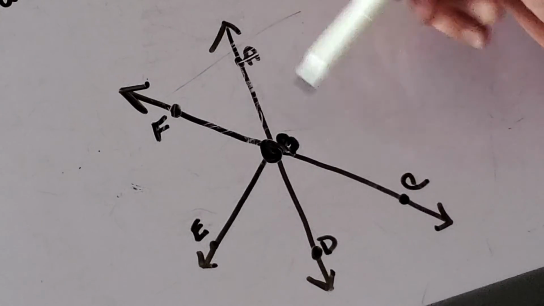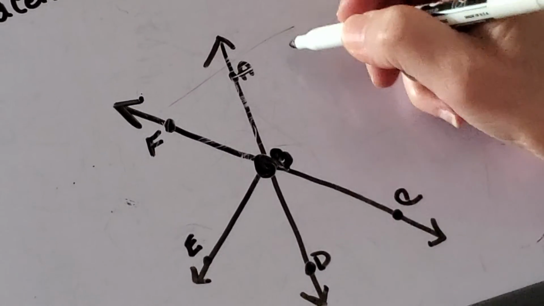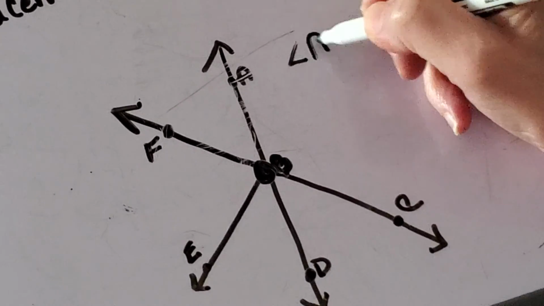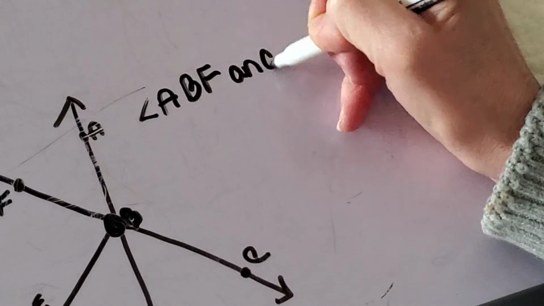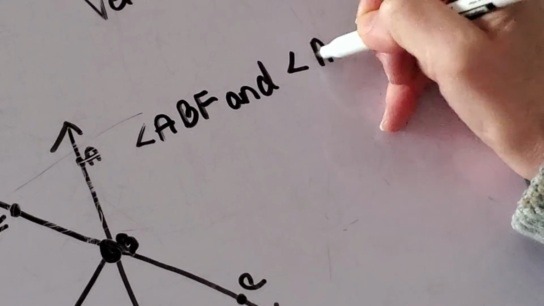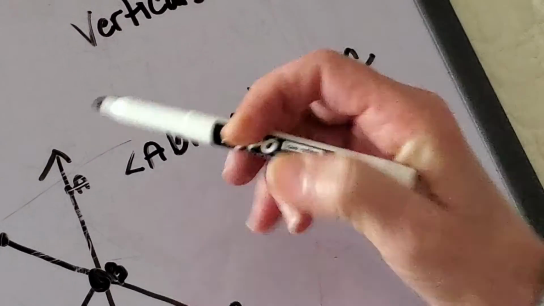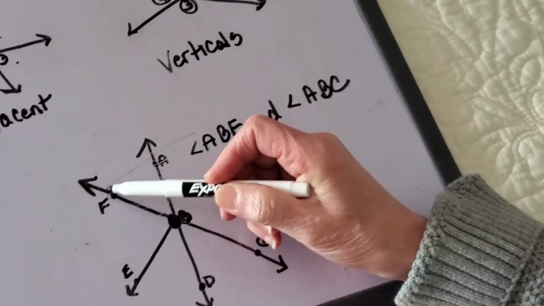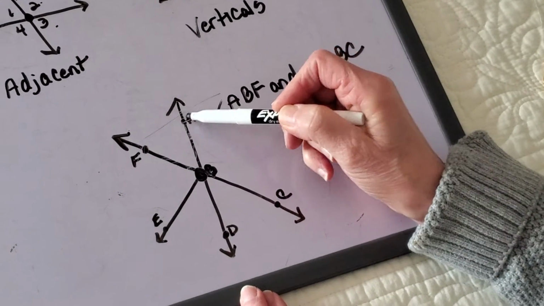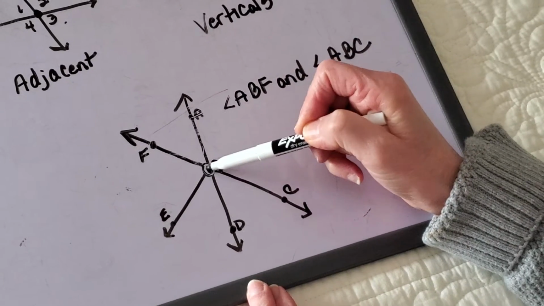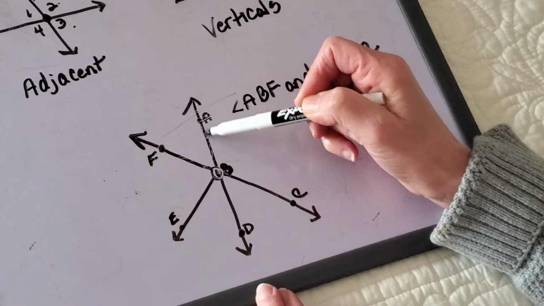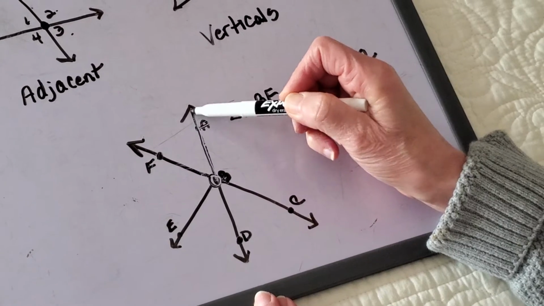A pair of adjacent angles in this diagram are angles ABF and angles ABC. ABF is right here. ABC is right here. They share this common vertex, and the common side that they share is right here.